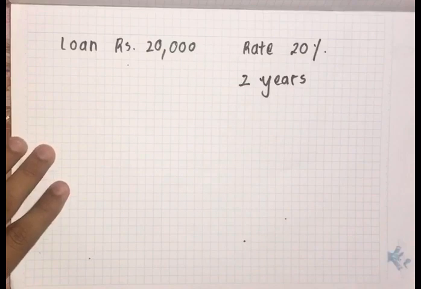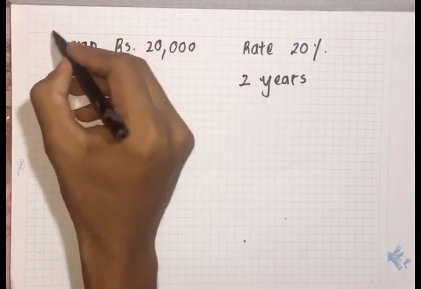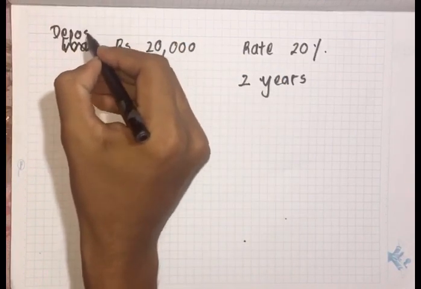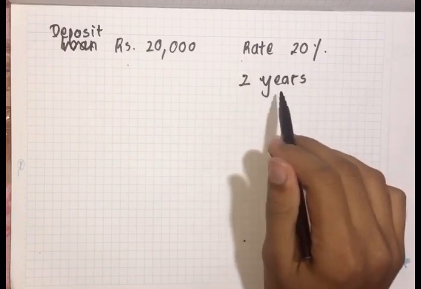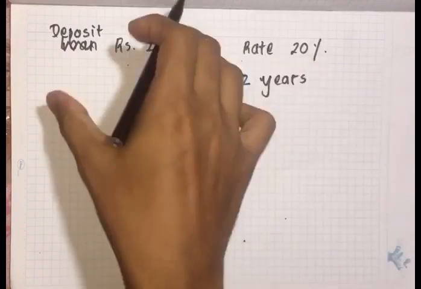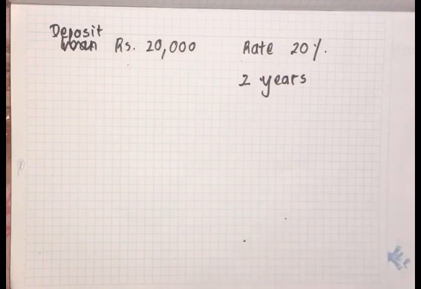You are going to pay it in 2 years. Now you have to find out what is the total interest you have to pay after 2 years. Okay, I will say we are depositing this 20,000 in the bank. You deposit this 20,000 in the bank and the rate is 20%. After 2 years, you are going to check how much you have in the bank. Now, if it is simple interest, how will you do?